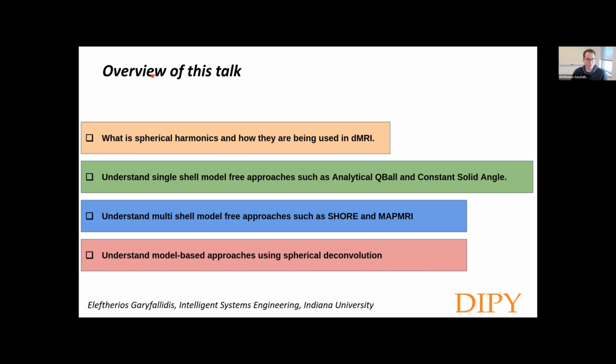So here is an overview of this talk. We will understand what spherical harmonics are and how they're being used in diffusion MRI. We will learn about single-shell model-free approaches such as analytical Q-ball and constant solid angle. We will understand multi-shell model-free approaches such as SOR and microstructure, and understand the main concepts behind model-based approaches using spherical deconvolution.